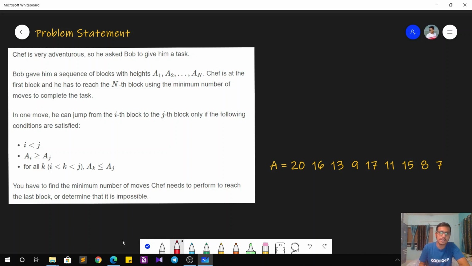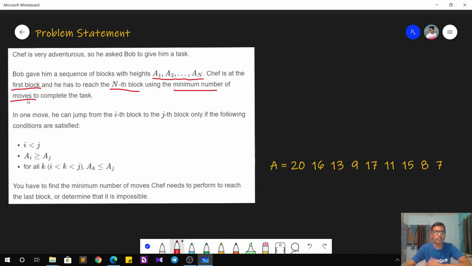Chef is given a sequence of blocks with heights A1, A2 up to AN. That is basically an array is given to Chef. Initially Chef is present at the first block and he wants to reach the Nth block. That is, from the first block he wants to reach the last block, using the minimum number of moves. So till this part, I think the question is clear.